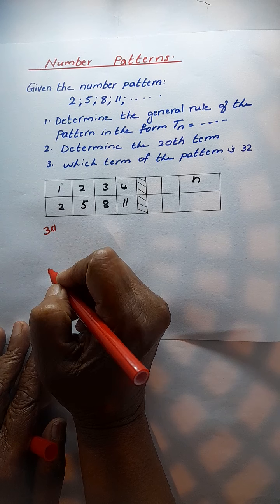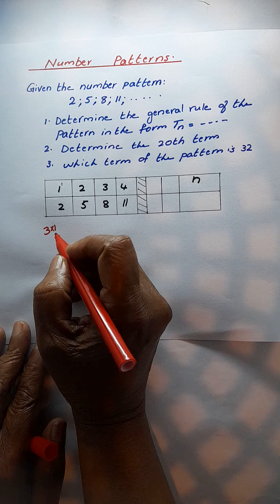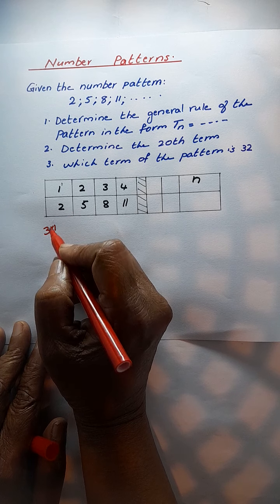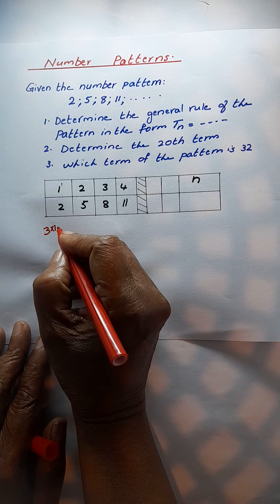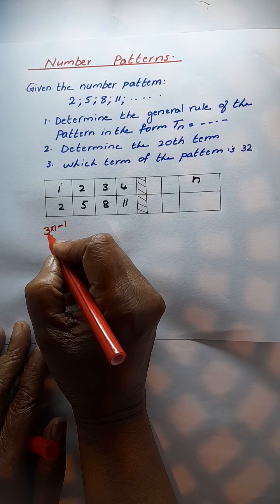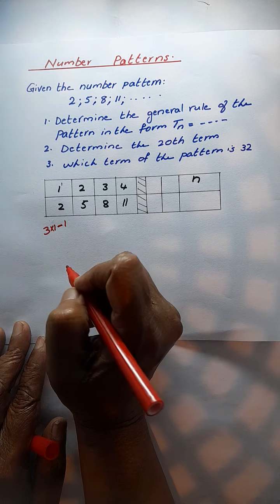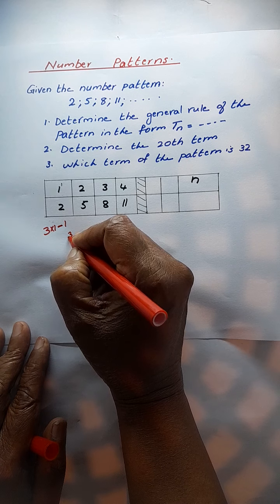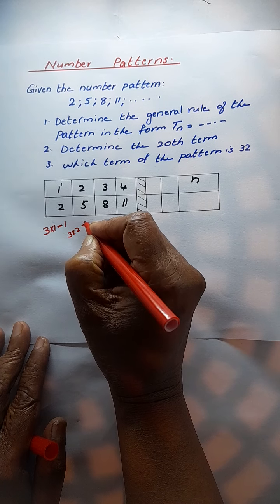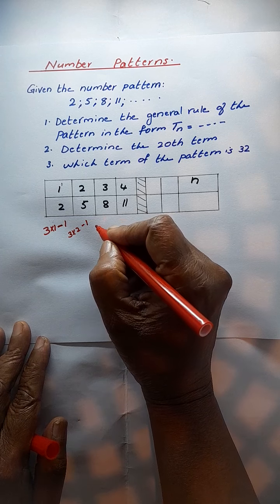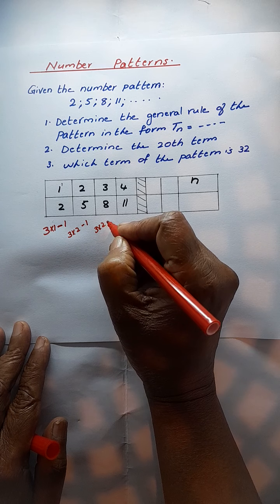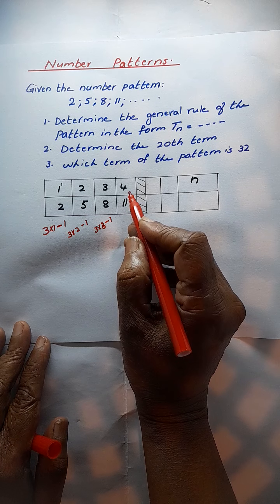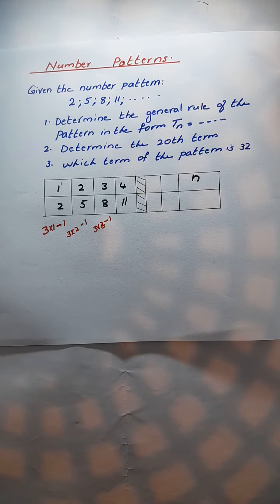3 times 1 is 3. We want to get to 2. How do we get to 2 from 3? You minus 1. So 3 times 1 minus 1 will give you 2. The same thing here: 3 times 2 minus 1 will give you 5. 3 times 3 minus 1 will give you 8, and 3 times 4 minus 1 will give you 11.